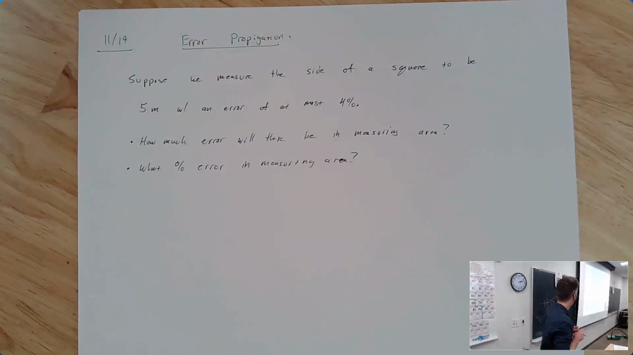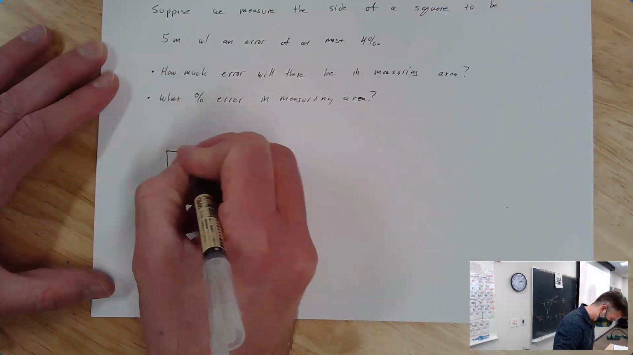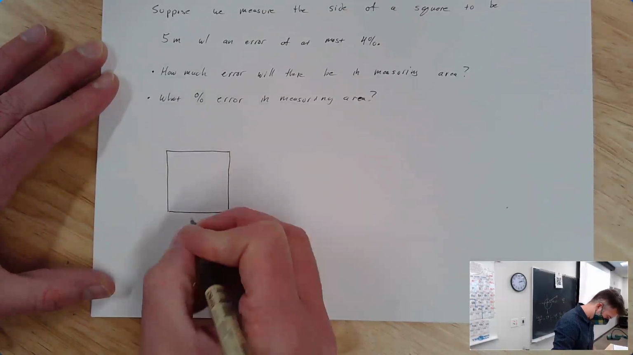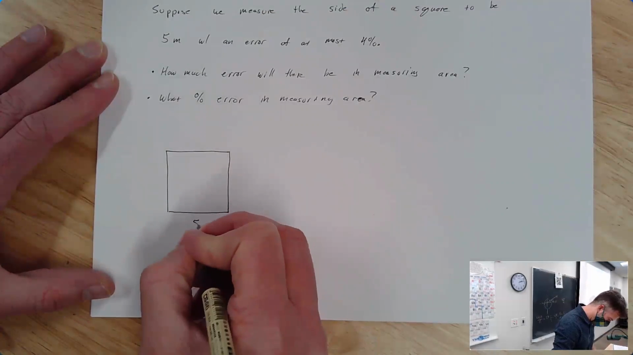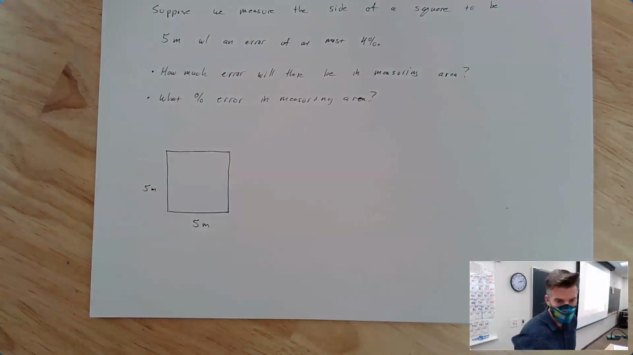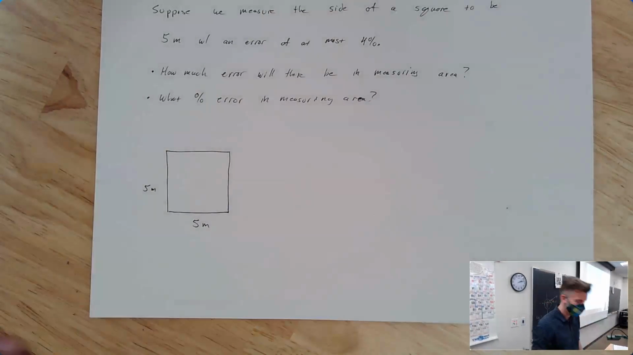So the calculations actually are not too terrible, but it's kind of nice to see a picture of what's happening. Here's my square, and it's got a side length of 5 meters. Well, it actually could be 5 meters.